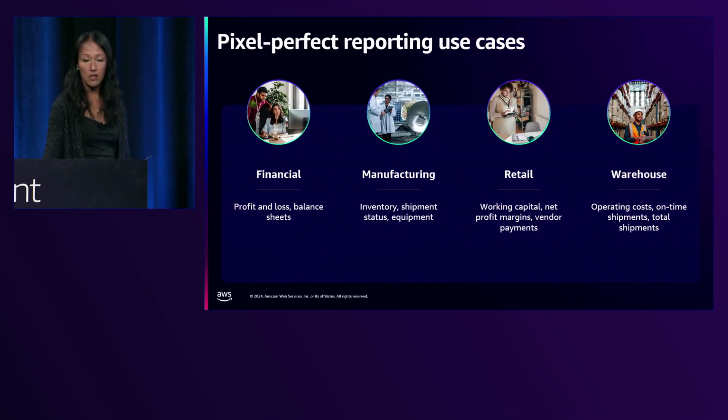Okay, and in the last 2 years since we launched this, we've seen a variety of different adoption of use cases really across all industries. So as you can see here, we're highlighting a couple of them. You have the financial sector using pixel perfect reporting for profit and loss and balance sheets, highly formatted. Manufacturing and warehousing for shipment management, inventory, operating costs, etc., as well as retail.